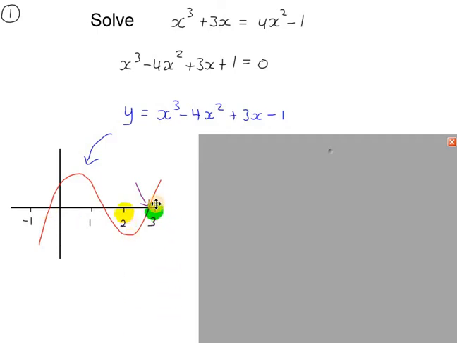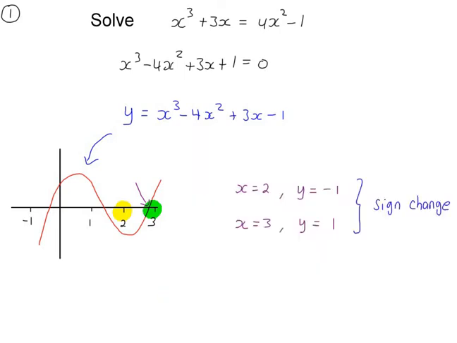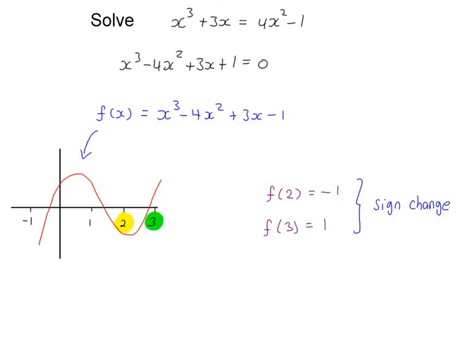So the root here lies in the interval between x equals 2 and x equals 3, and you've already seen this example in the previous video for the sign change method. When x equals 2, y equals -1, a negative y value. When x equals 3, y equals 1, a positive y value. There's a sign change in the y values here, so there's a root between x equals 2 and x equals 3. And here is the same working out, just using function notation.